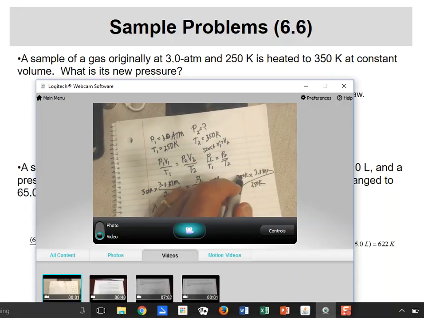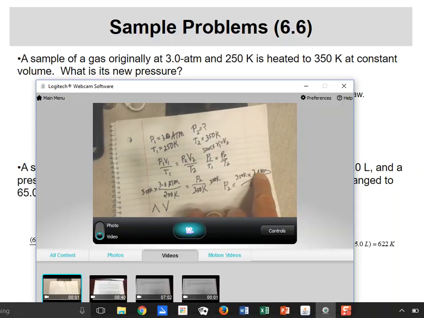And all you can do is take 350, multiply it by 3, and on your calculator divide by 250. You don't have to write anything down in between. Put in 350, hit the times sign, put in 3, hit the divide by sign, and put in 250. And hit the equals button, and you'll be all set. Okay, so that's an example of how that works.